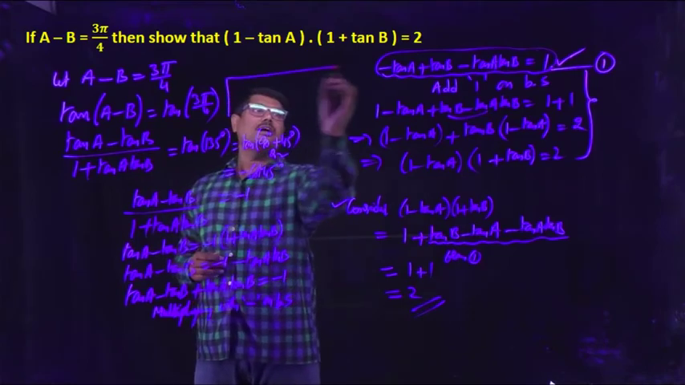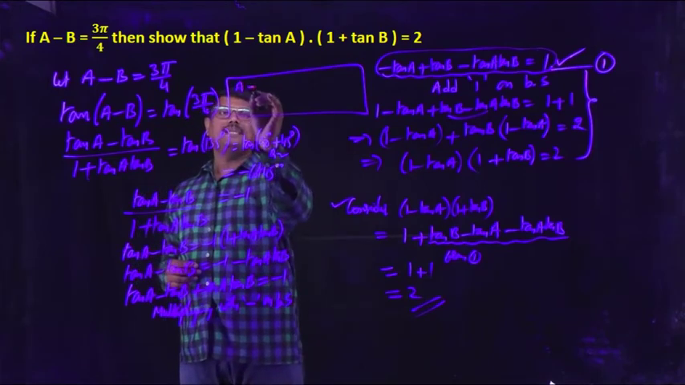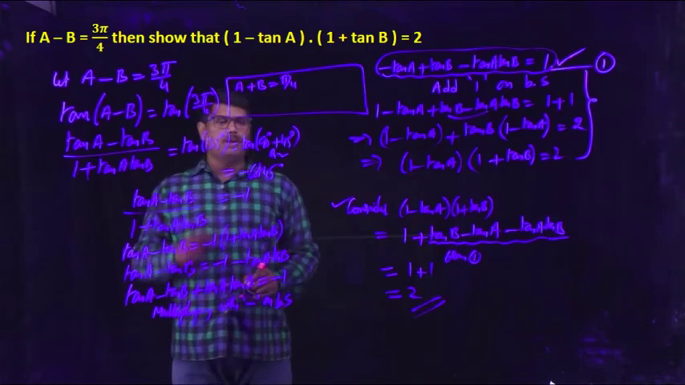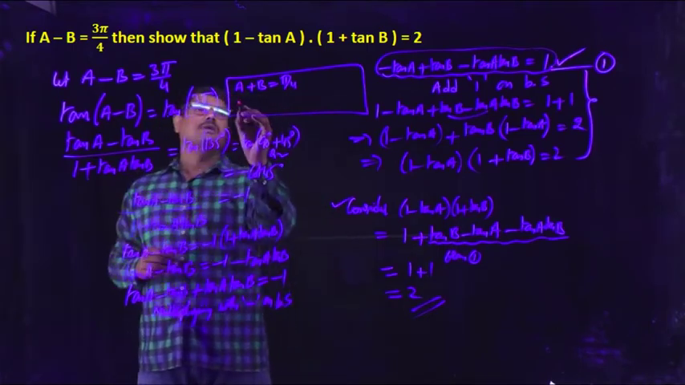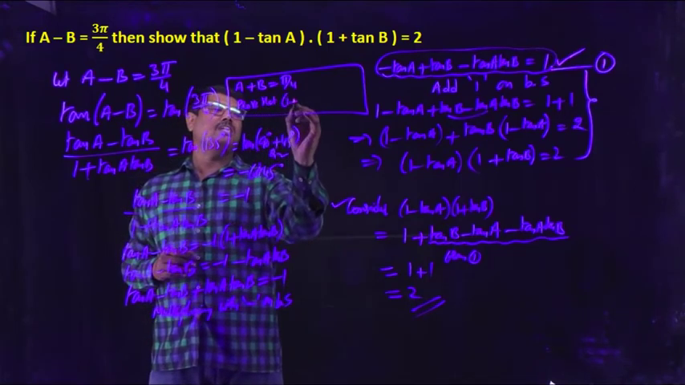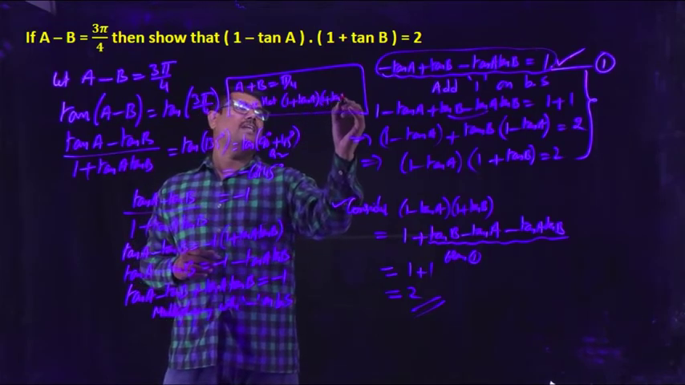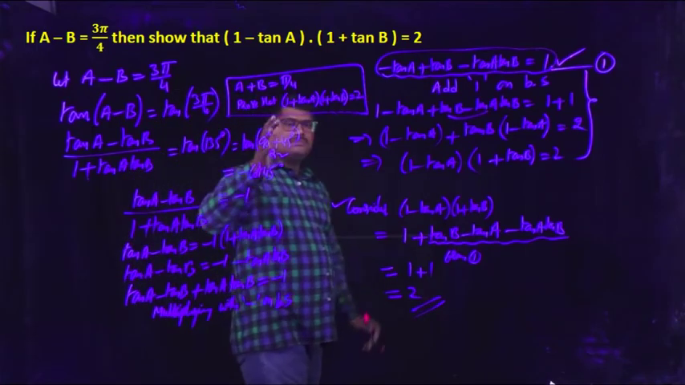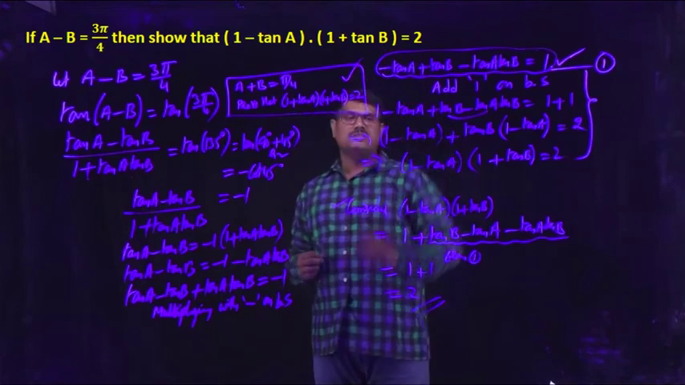You have one problem, you can try this one. I am giving this to you for work. If A plus B is equal to pi by 4, then prove that 1 plus tan A into 1 plus tan B is equal to 2. Try this problem in the similar manner as we did. You will be able to do this problem also.